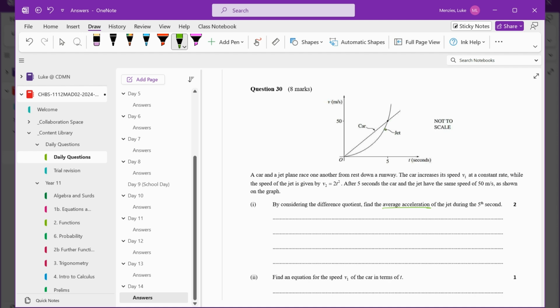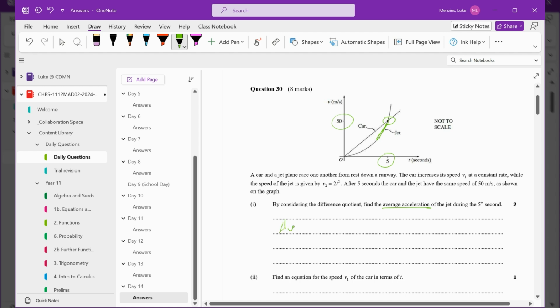Now, for this, we need to find 2 points on the curve. Here, it's already given you one. And this time we've got t as our x and v as our y. So average rate of change is just the gradient. If I was to pick 2 points on this line, what's the gradient of that line? Same as gradient, we don't say m, we'll say average rate of change.